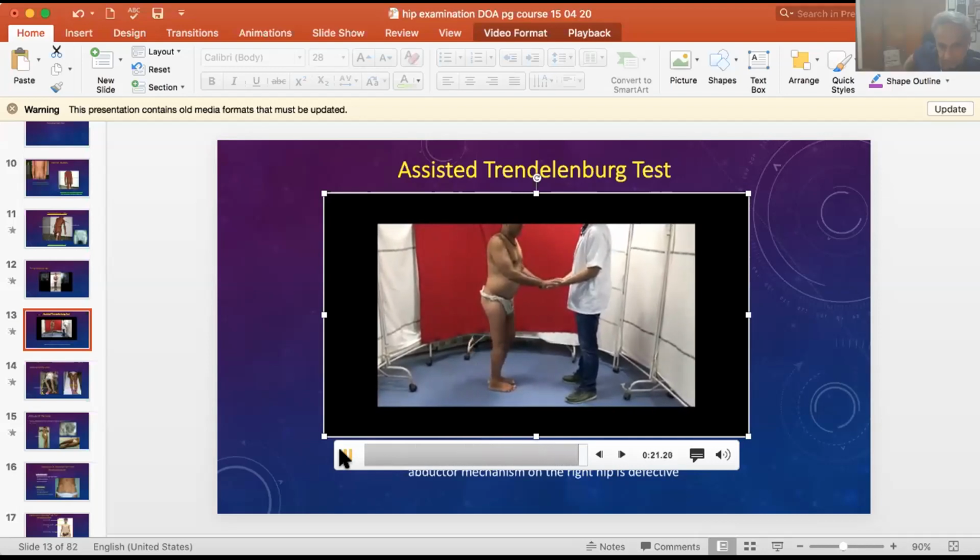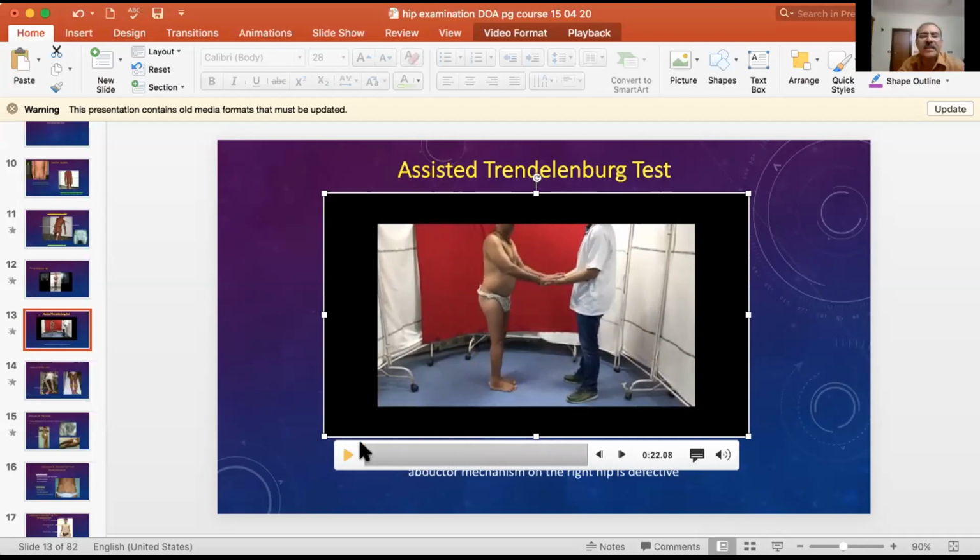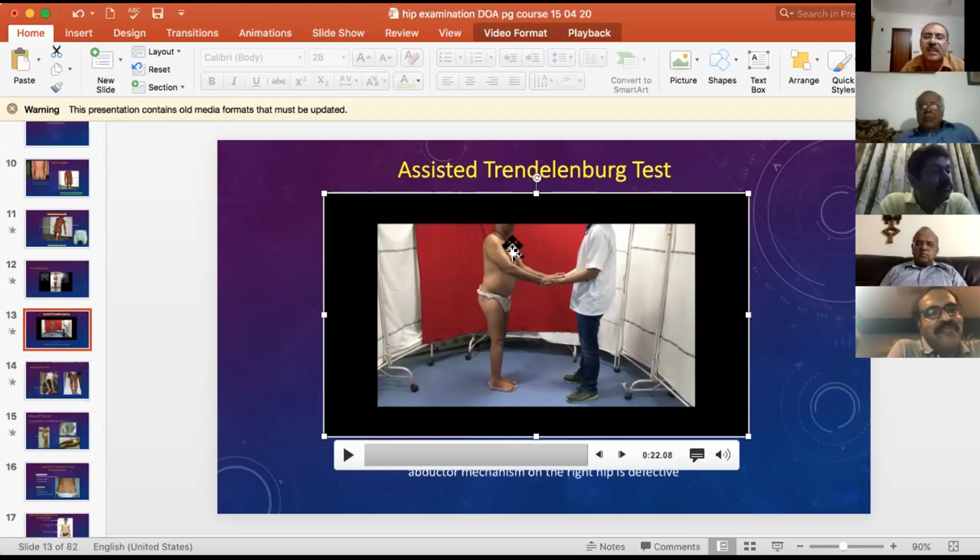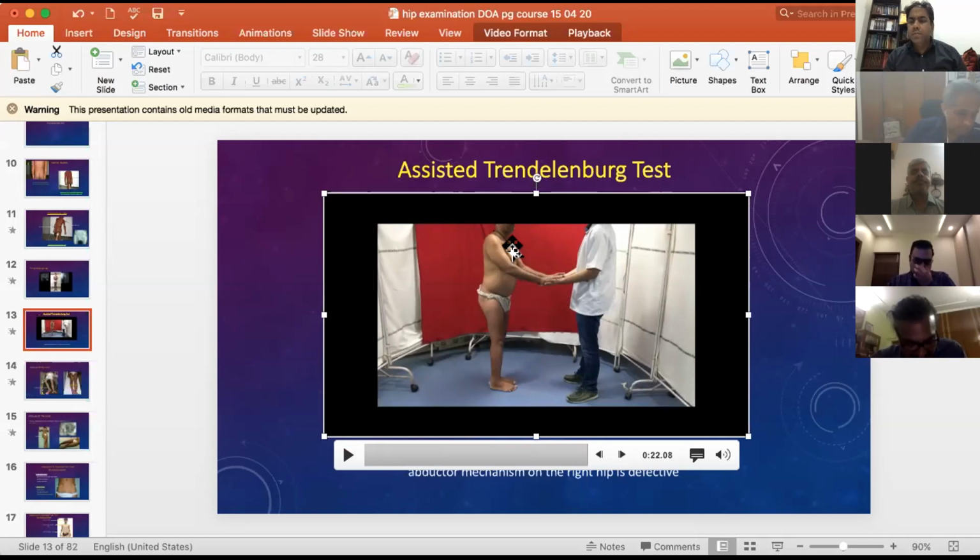Let me clarify this. Actually, this is an assisted Trendelenburg test, and if you read it in detail, it is given in Apley's textbook also. So what is happening is that when he's standing on the affected side, there will be a tendency to lurch on that side, right? We explained why it always lurches on the same side. Now, Apley's book says that when you tend to lurch on the same side, if you prevent that lurching, you keep a hand near the arm and the shoulder to prevent that lurching. Then you find that he will apply pressure on that side to prevent that lurching.